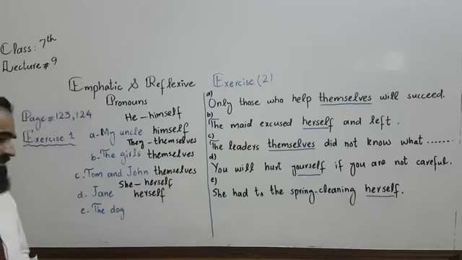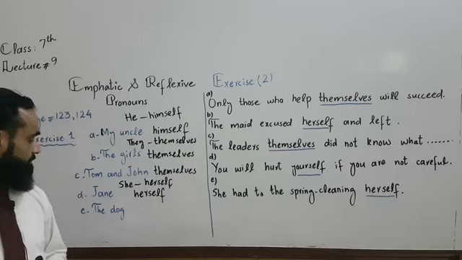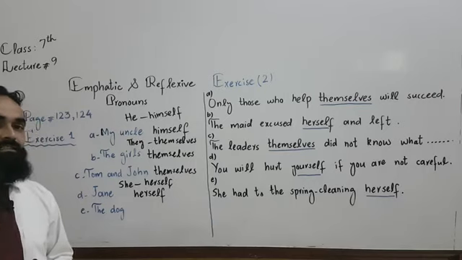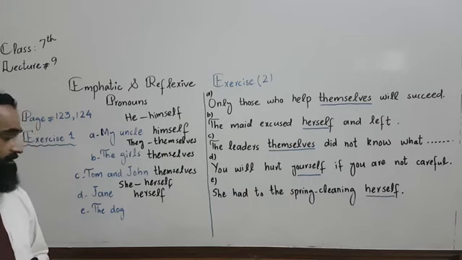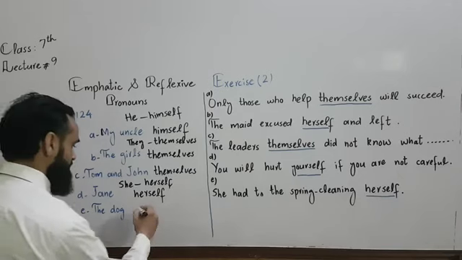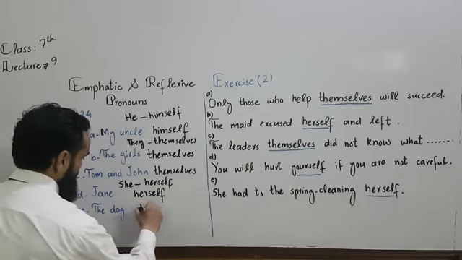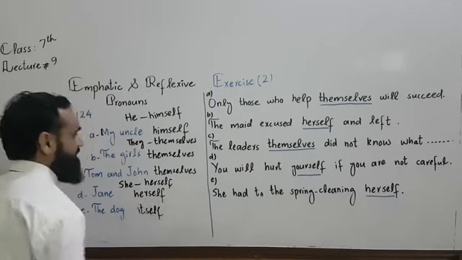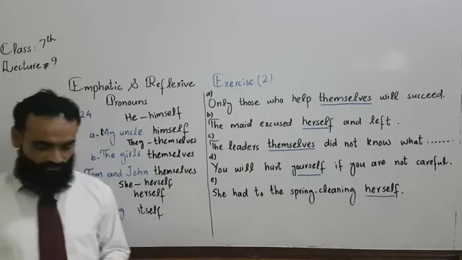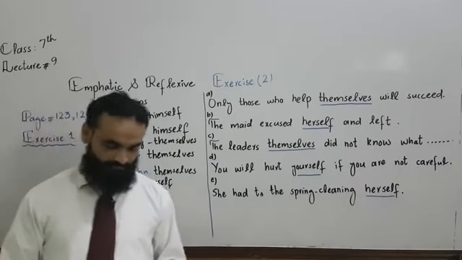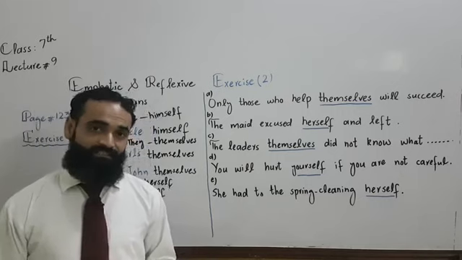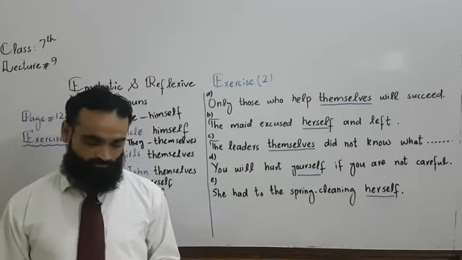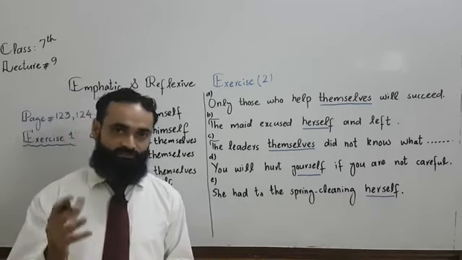Last one, E option, the dog. Remember, with humans we use himself, herself, themselves, yourself. But for things which are non-human, we will use it. So their reflexive pronoun will be itself. Look at option F, the nurse. The nurse indicates a woman. So we will write herself in front of it.